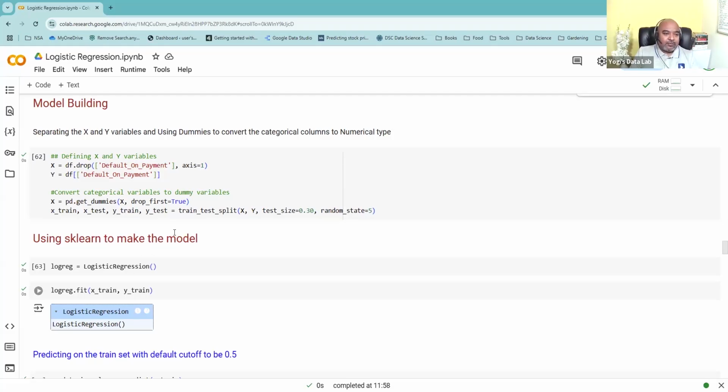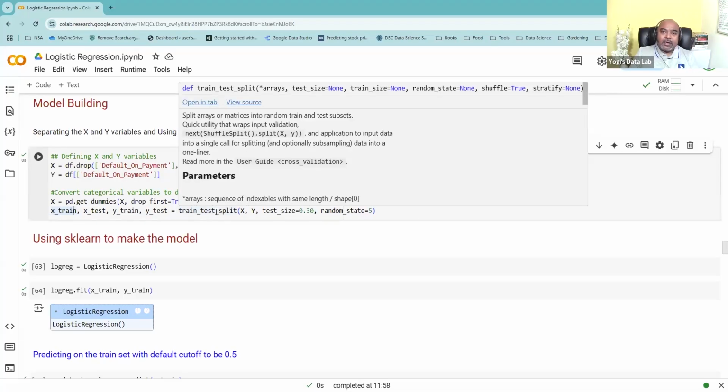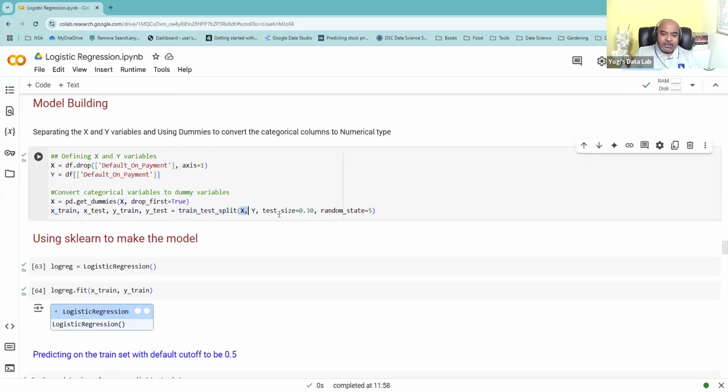When I look at the model building, what I've done is I have dropped my default on payment, which is my target variable, and I've created my independent data set. And I have created my dependent data set, which is Y, the default on payment. For the independent data set, I am creating my dummies, and using these dummies, I am going to create my train and test data set. So I'm doing a train test split: 70% goes into train and 30% goes into test. I'm using a random state of 5, meaning I'm setting a seed of 5 over here.